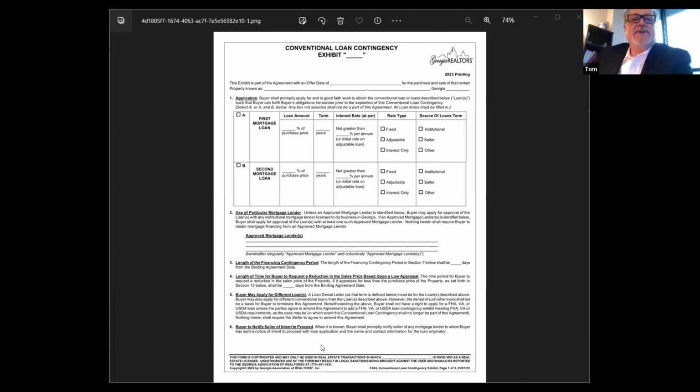So are there any other questions? This is probably one of the more important things that came out of the 2023 GAR form changes, in my opinion.